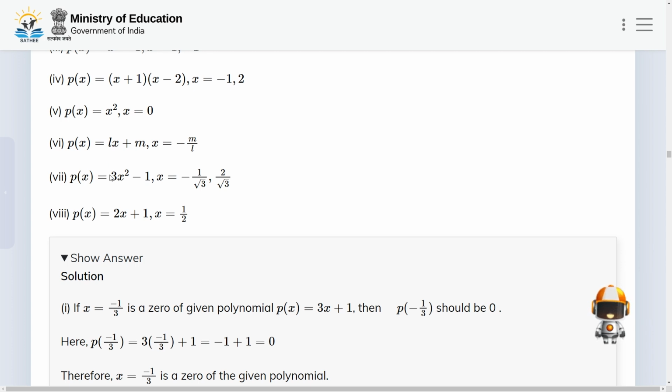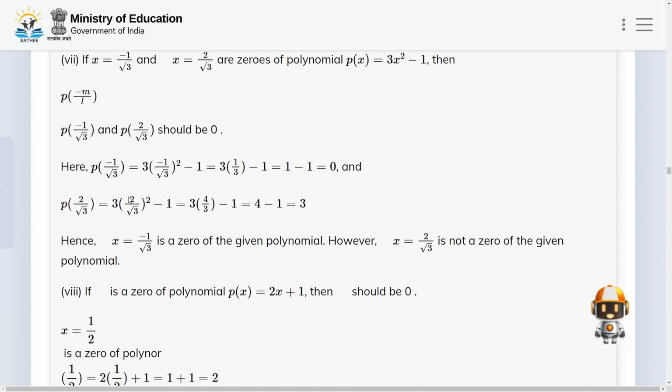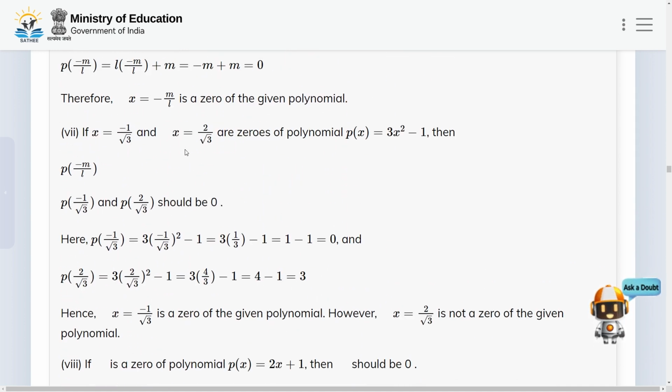of x is equal to 3x square minus 1, and here we need to check whether x equal to minus 1 by root 3 and 2 by root 3 are the zeros or not. Okay, so let us check it. So here we have p of x is equal to 3x square minus 1. Here if x is equal to minus 1 by root 3 and x is equal to 2 by root 3 are zeros of the polynomial p of x is equal to 3x square minus 1, then p of minus 1 by root 3 and p of 2 by root 3 should be 0.